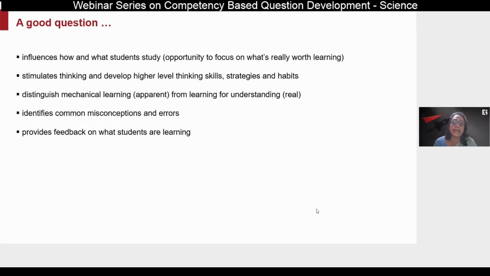Also, it easily helps us distinguish between an apparent learning and a real learning that will endure for a longer period of time. When distractors are very well researched or thought out, they can help us identify misconceptions and also target misconceptions in a way. And definitely, when we are talking about assessment of learning, it gives feedback on what students are learning. And we can plan our instructional practices going further in that direction, right? That's what I captured out of this whole thing, Gayatri.